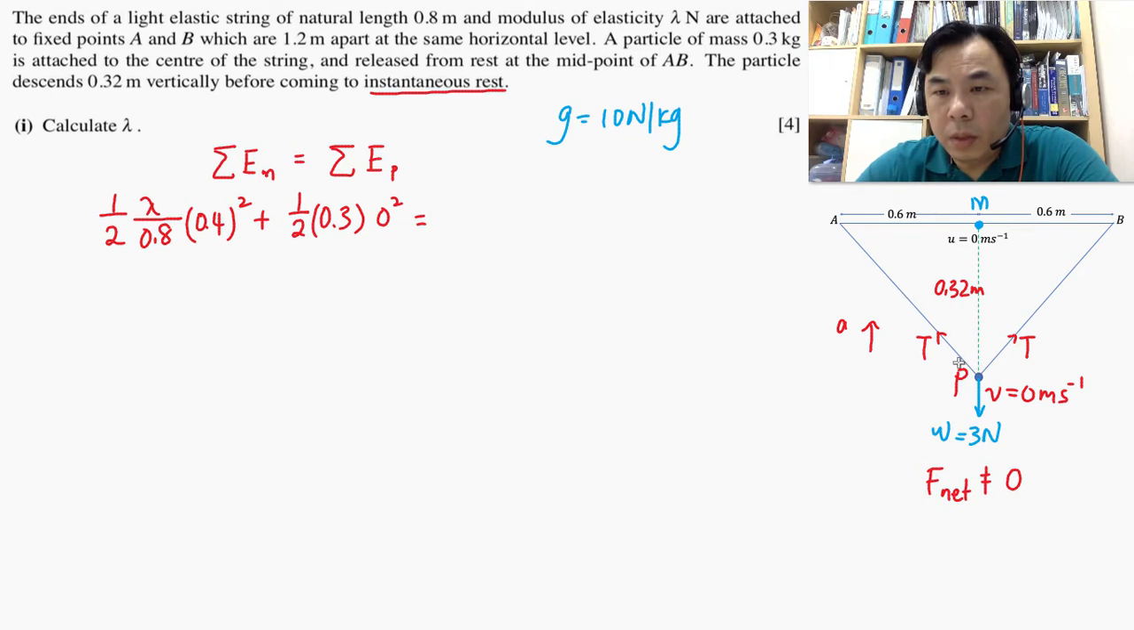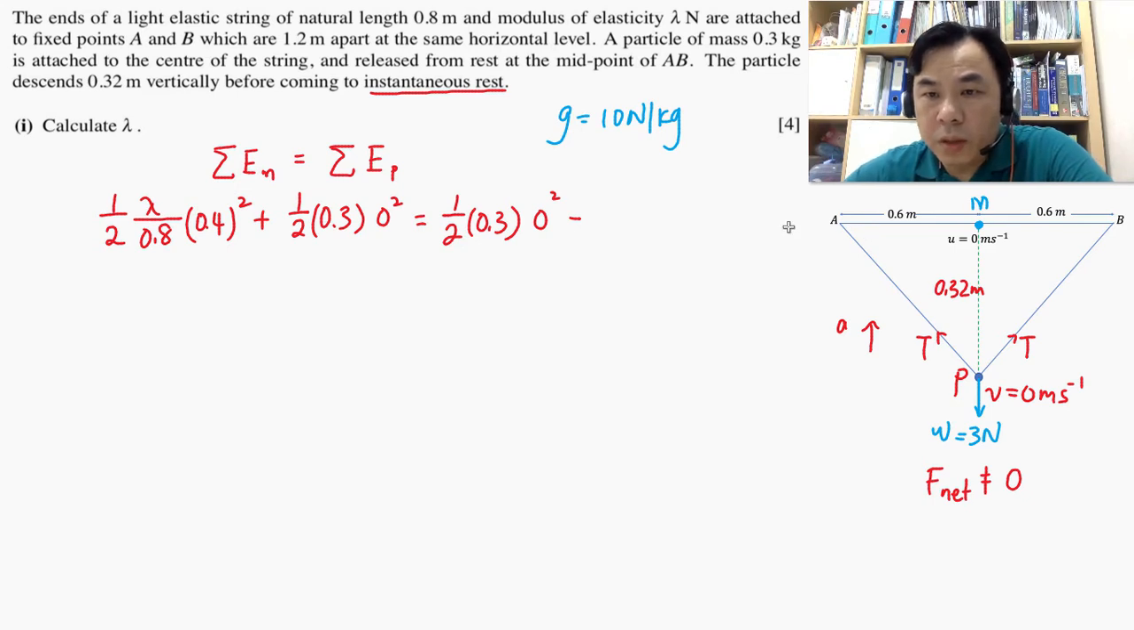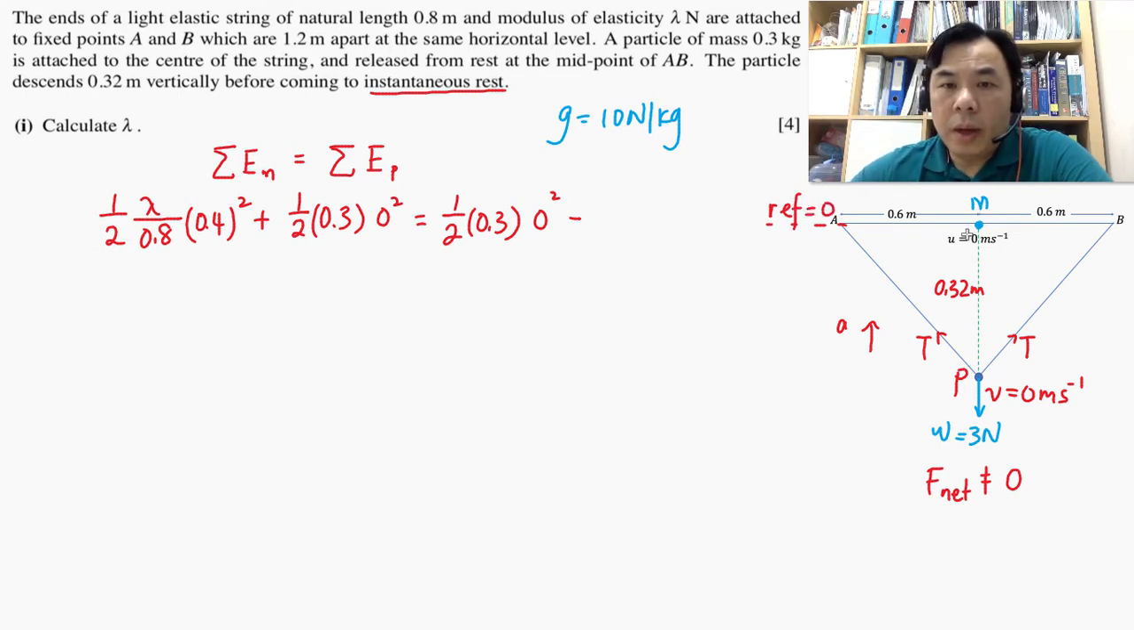So for the sum of energy at position P, we know that it is instantaneously at rest. Therefore, we have 0 squared again. There's no kinetic energy. And then next, if we use this as our reference, we will have a gravitational potential energy with respect to this reference line. Because it's below the reference line, we will put a negative, right? So it will be 0.3 by g and then by the vertical height, which is 0.32. And lastly, at this point we also have elastic potential energy, right?